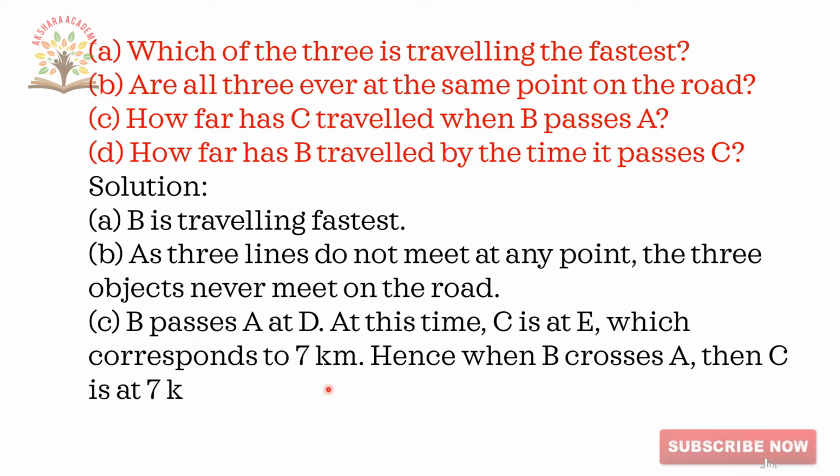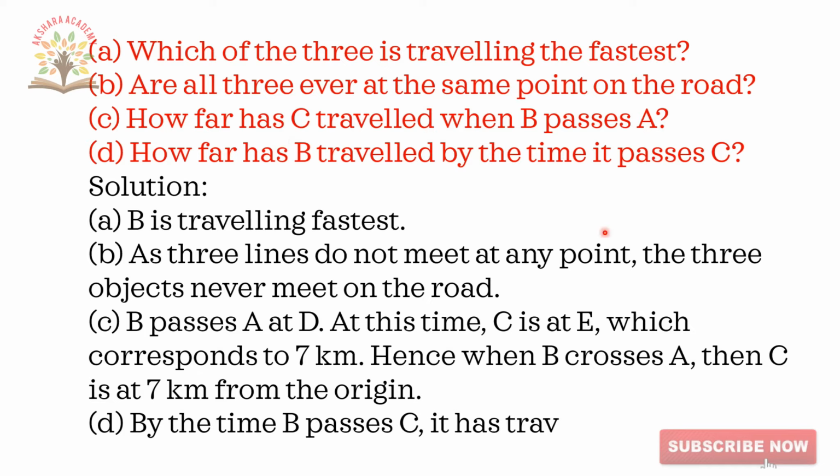Come to the question number C. How far has C travelled when B passes A? So for this, B passes A at D. At this time, C is at E, which corresponds to 7 kilometers. So hence, when B crosses A, then C is at 7 kilometers from the origin.